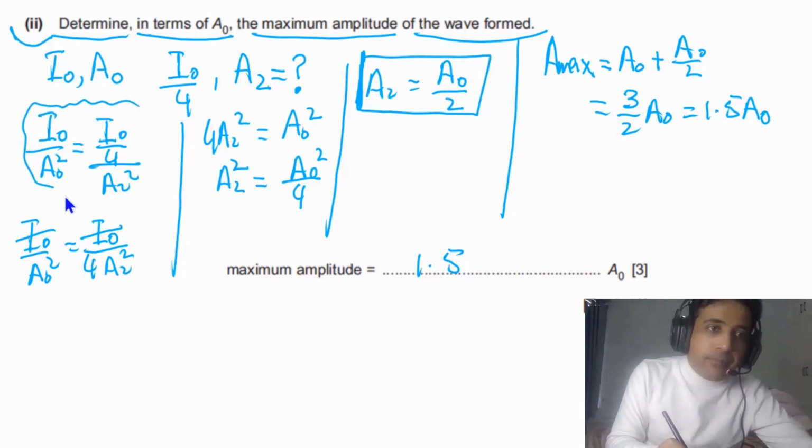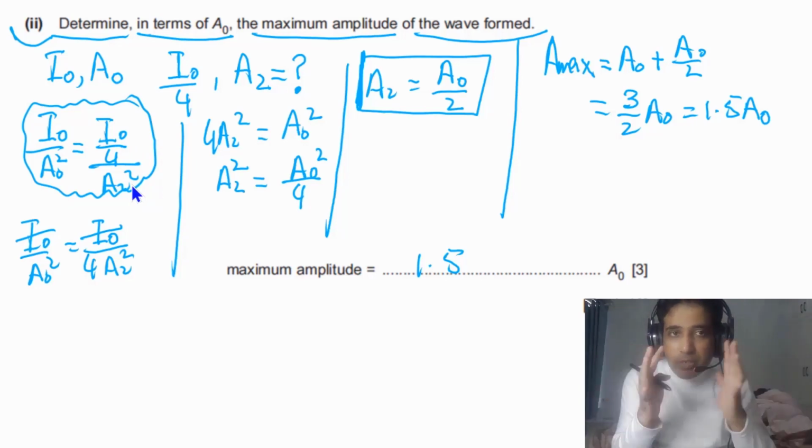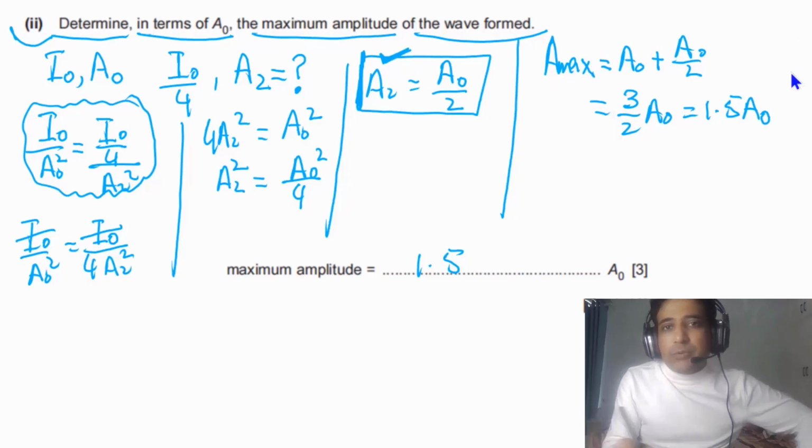So that's the reason we can compare them. The ratio between I naught and a naught square, and the ratio between I2 and a2 square is constant. So we can equate and find the value of a2. And when we have the value of a2, simply you need to add that, and you can find the maximum amplitude of the resultant wave.